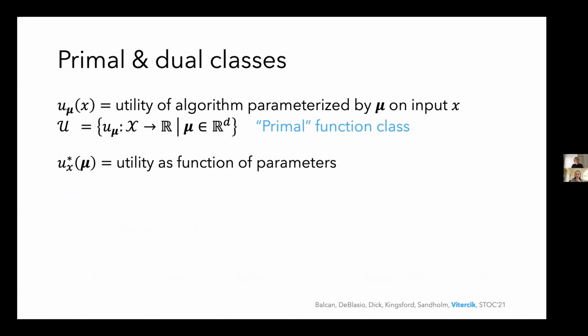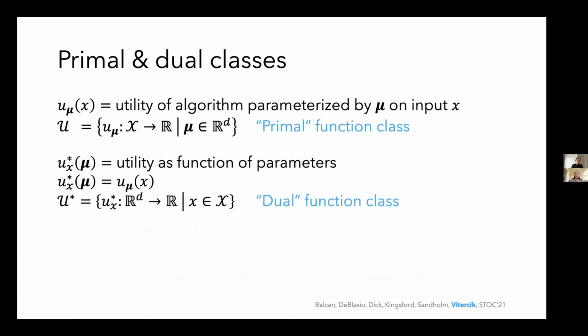So rather than fix the parameter mu and vary the input x, we could just as well fix the input x and vary the parameter mu, and we get utility as a function of these parameters. And as you would hope, u_x of mu equals u_mu of x. And if I collect the set of all such functions u_x, I'll denote it U star, and I'll refer to it as the dual function class.